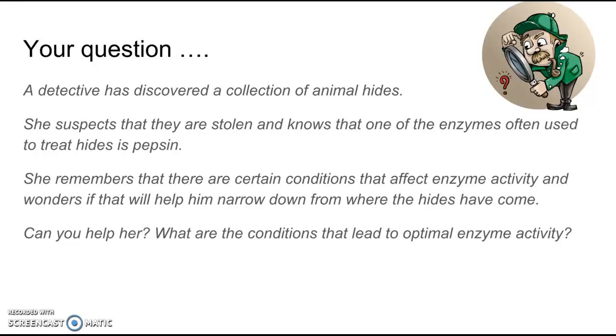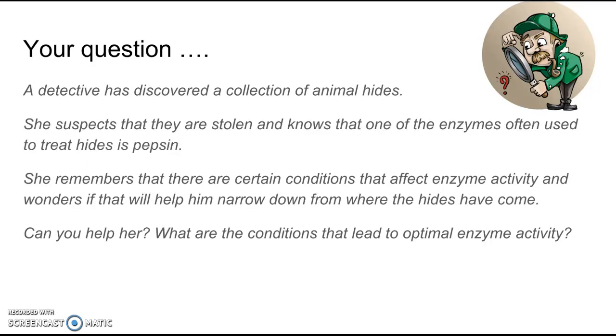A detective, me, I always wanted to be a detective, or a spy actually, has discovered a collection of animal hides. I suspect that they're stolen, and I know that one of the enzymes often used to treat hides is pepsin. At least I learnt that about half an hour ago. There are certain conditions that affect enzyme activity. So, I'm wondering, will that, me, this was a him and it became a her and I haven't changed everything, help me narrow down from where the hides have come. Can you help me? What are the conditions that lead to optimal enzyme activity?